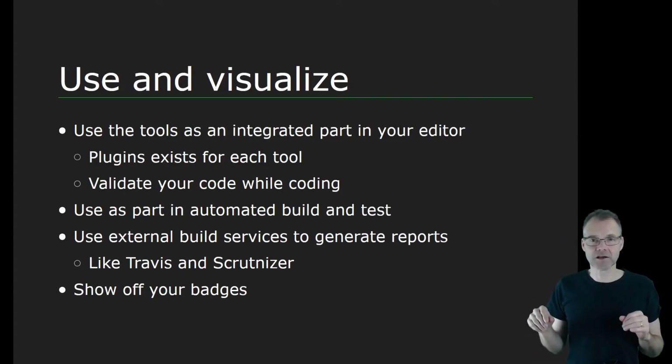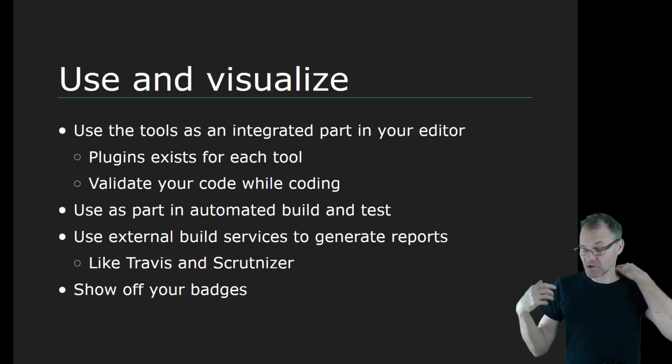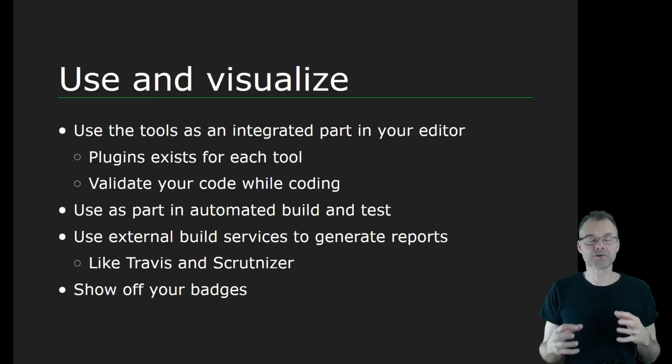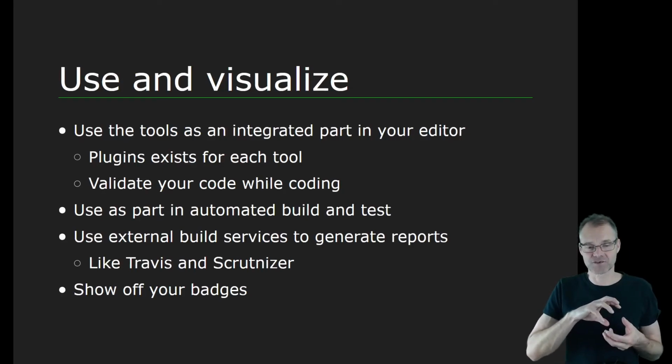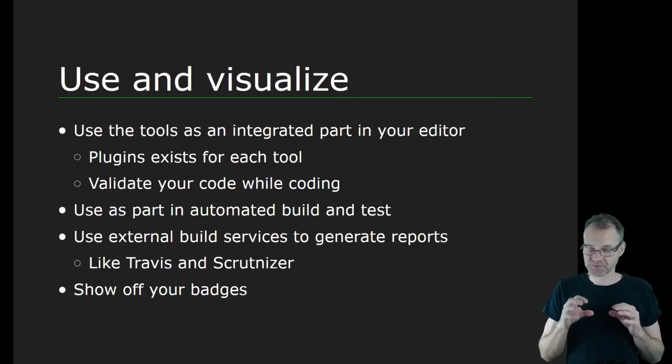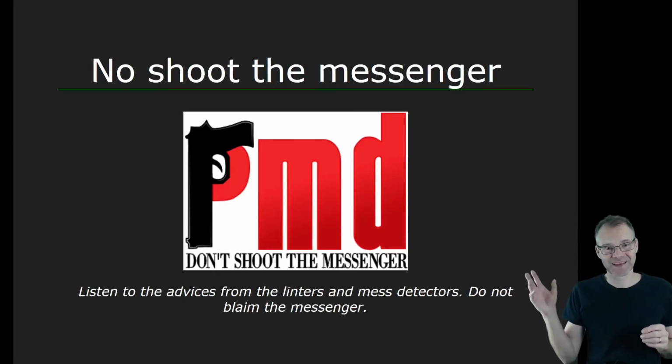When you include these tools in your development environment, you are all ready to go with these automated tests. And you can connect systems like Travis and Scrutinizer, which can create these types of quality reports, doing automatic builds, and then you can get those badges to show off. So this is a good place to start to work a bit more within the code quality area.